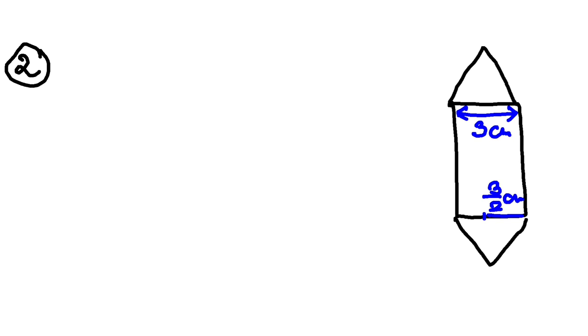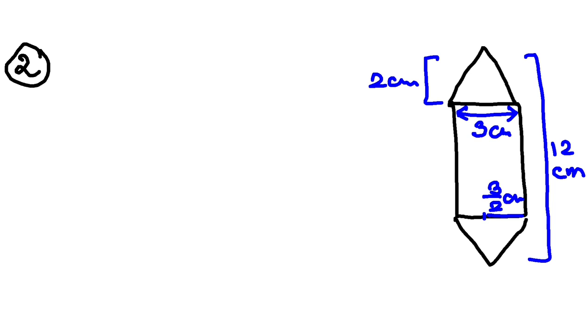Now the height of the entire model is 12 and the height of the cones are 2 centimeter each. So this is 2, this is 2. So if I apply obviously common sense, total was 12, 2 and 2, so this cylindrical portion, my height will be 8, isn't it? Now what you have to do, you have to find the volume of the entire device.